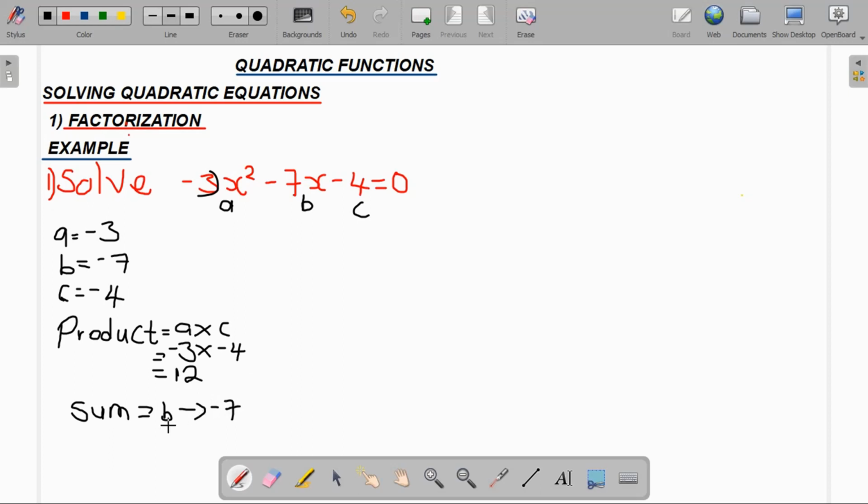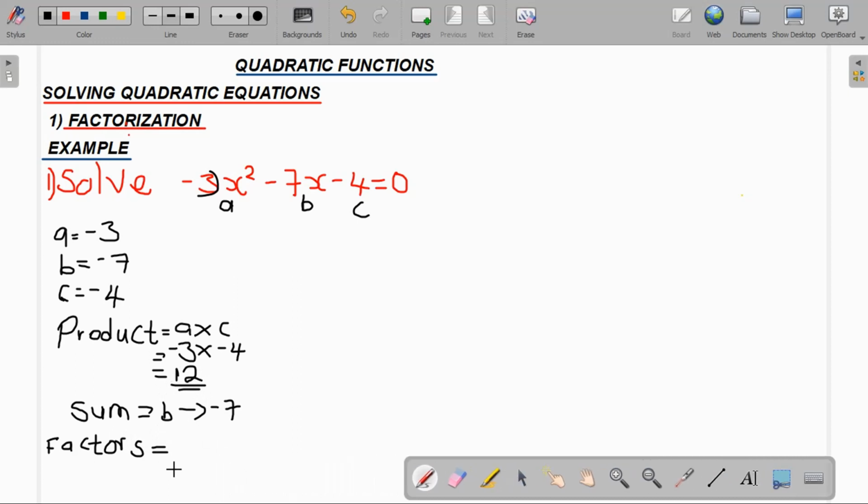That's what we have. And then after that, we're going to come up with our factors, because that's the reason why it is called factorization. So where are these factors going to come from? These factors are going to come from the numbers which can go into this product, which is our 12, without leaving a remainder. Those are our factors.